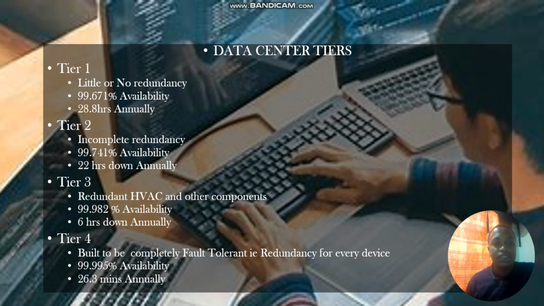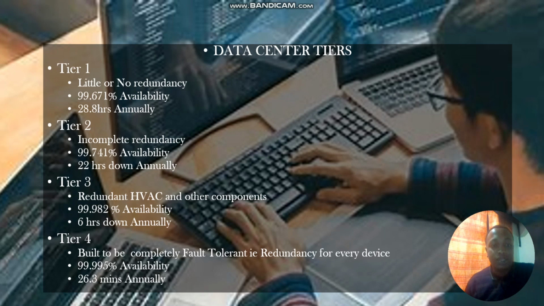Tier 2 means that you have incomplete redundancy. Yes, it's there, but it's incomplete. The percentage of availability is 99.741%, and you are down 22 hours annually, or per year.